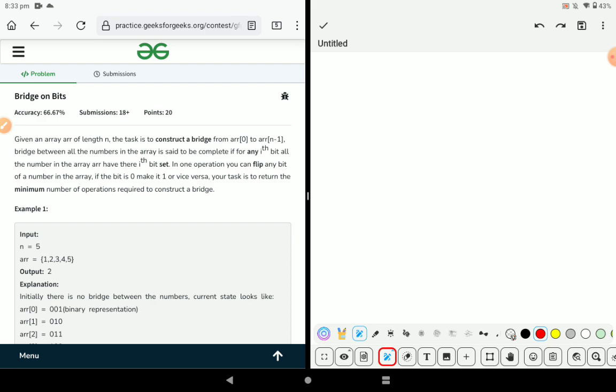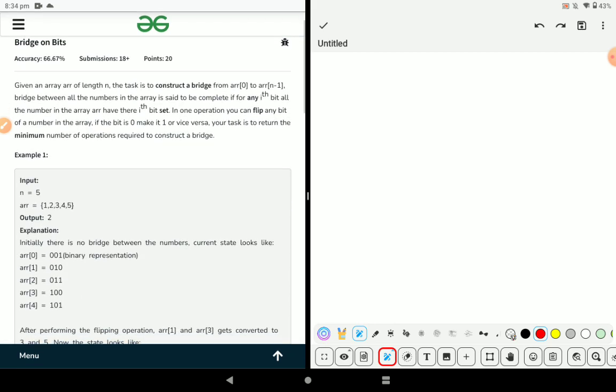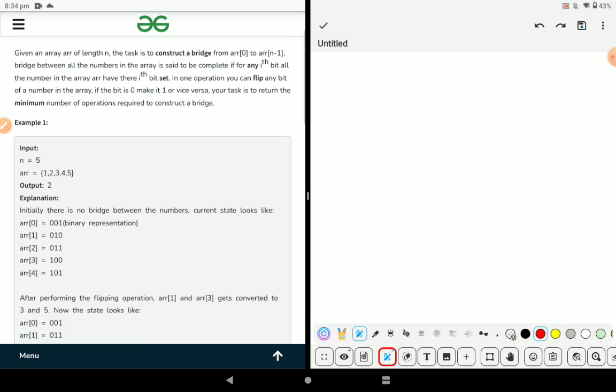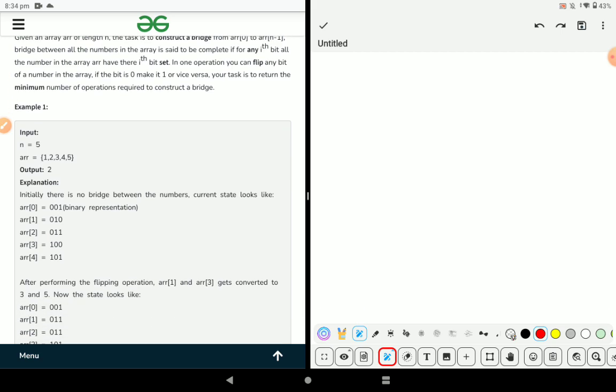In one operation you can flip any bit of the number, if the bit is 0 make it 1, or vice versa. Your task is to return the minimum number of operations required to construct a bridge. Okay, pretty simple question.